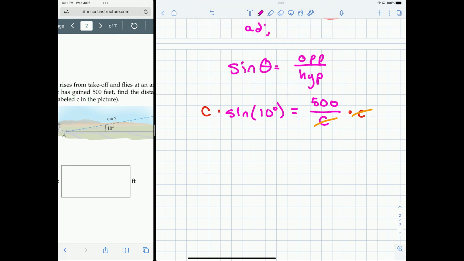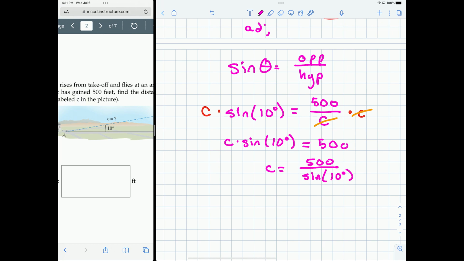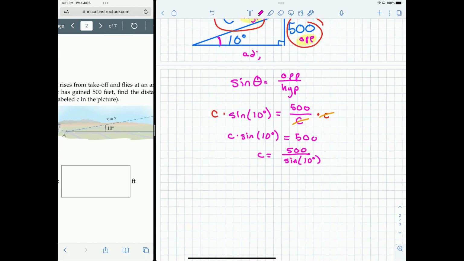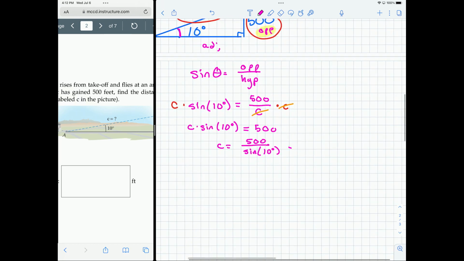So I get 500 equals c times sine of 10 degrees, which I don't know yet. Then if I'm trying to find c, I should divide both sides by sine of 10 degrees. So c is 500 over the sine of 10 degrees. Okay, and then this I just need to put into a calculator and calculate.